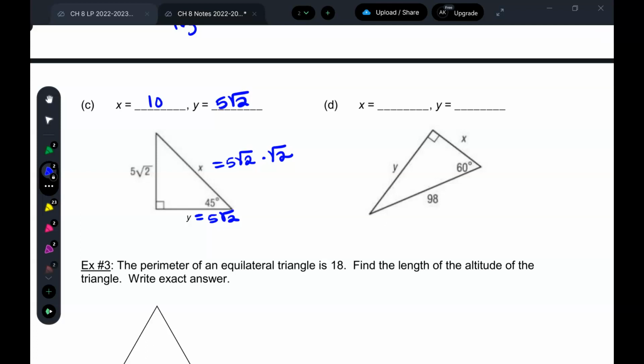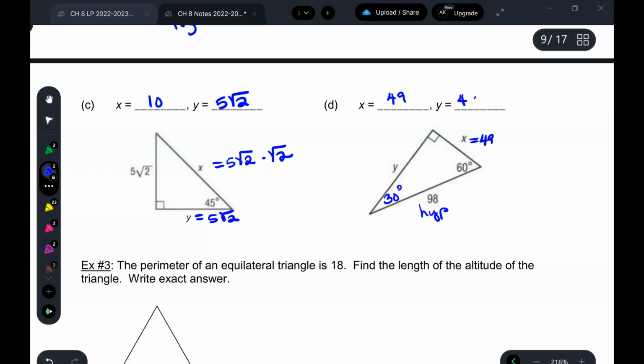Okay. What side did I give you in the next one? And this is a 30, 60, 90. This is the hypotenuse. So x has to be half of that. So x has to be 49. And then y has to be, good.